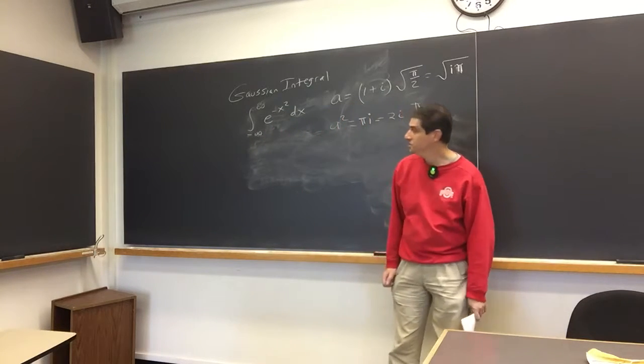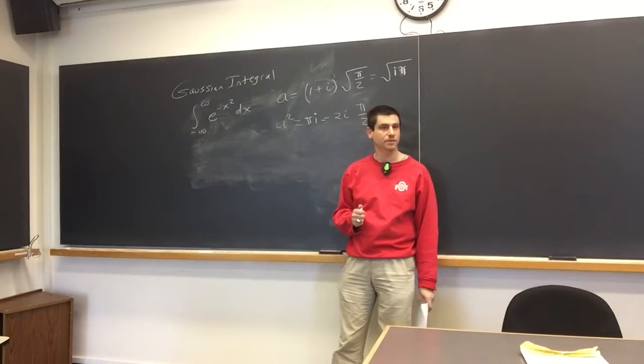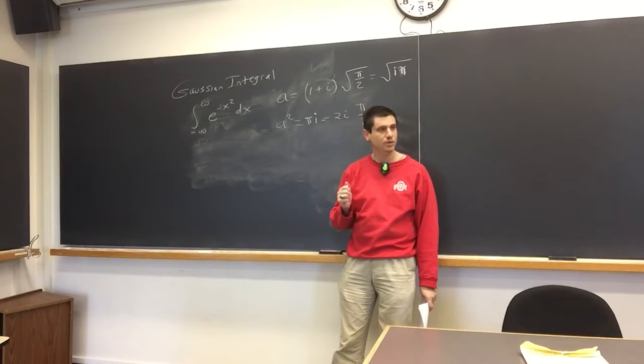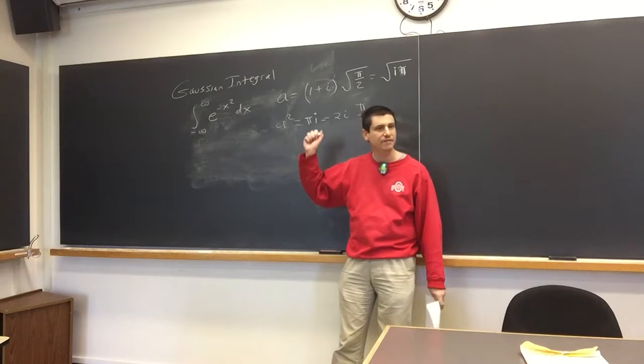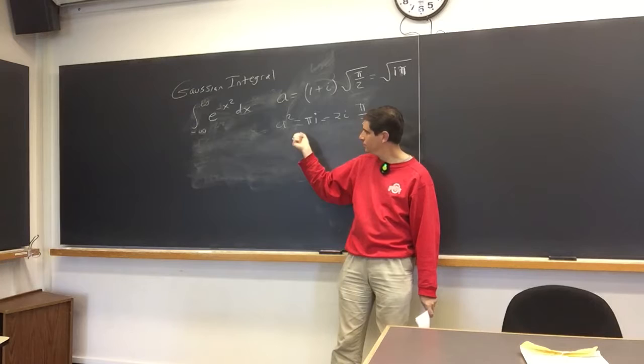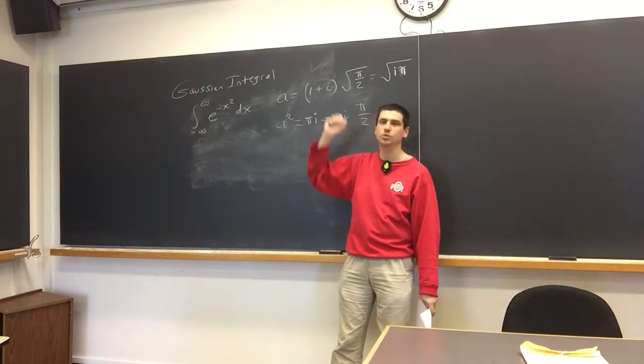So do you see any squares in the integral we're trying to do? Yeah, we have a negative x squared. Because we have a square, it seems natural to try a squared equals i pi.